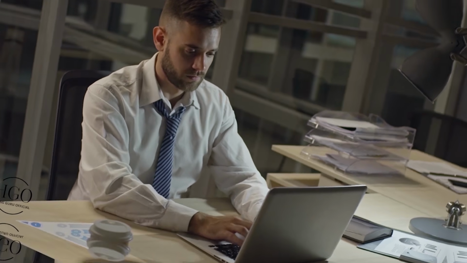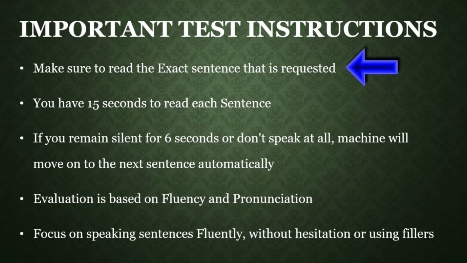Now, there are a few things that you need to keep in mind. Make sure to read the exact sentence that is requested and not anything else. If you're asked to read sentence number 5, then you shouldn't read sentence 1. You will have 15 seconds to read each sentence. And if you remain silent for 6 seconds and do not speak at all, the machine will automatically move on to the next section. Remember, there are only 2 things that will be evaluated in this section: your fluency and pronunciation. Therefore, your entire focus should be on speaking the sentences fluently, without hesitation or using fillers.